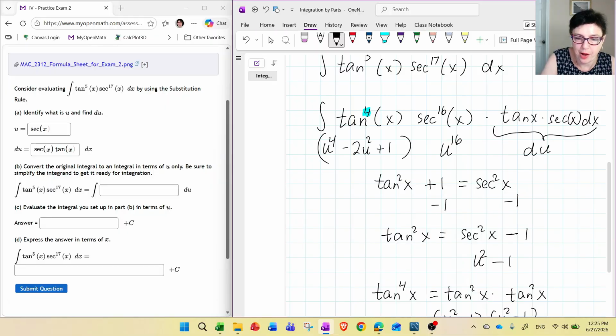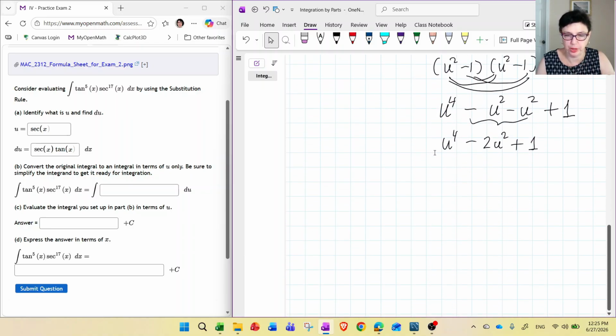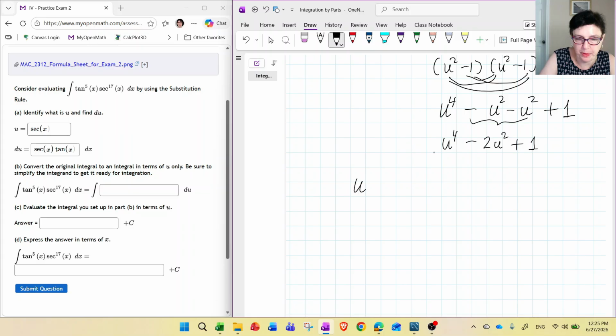So are we ready to integrate? We've done a lot of work, but we're still not ready. Why? Because we have a product and we cannot integrate a product by integrating each factor and then multiplying the results. You can't do that. So you have u to the power 16 multiplied by this expression. Man, these powers are huge. How do we do that?